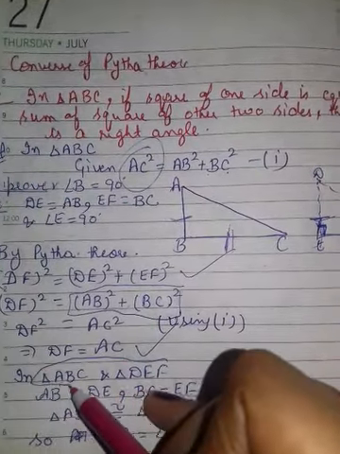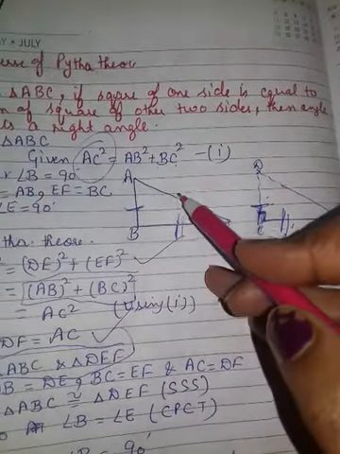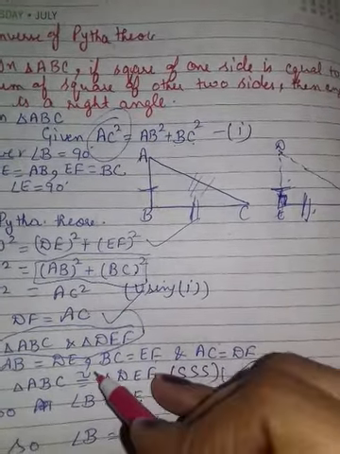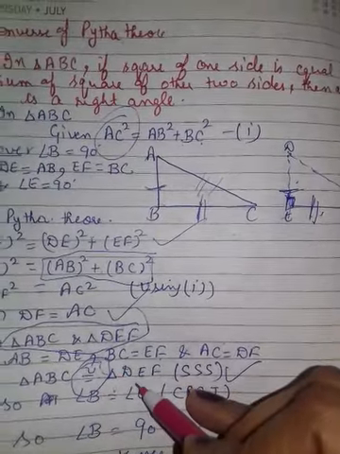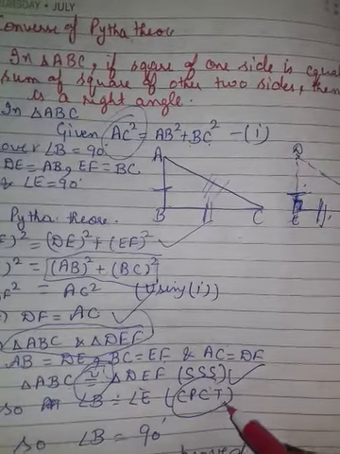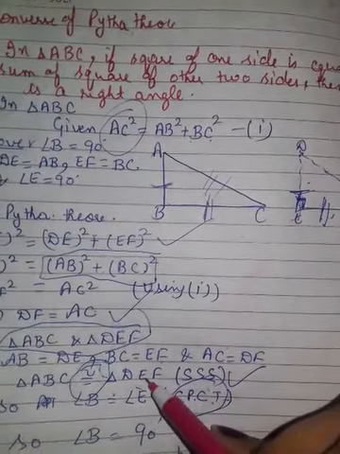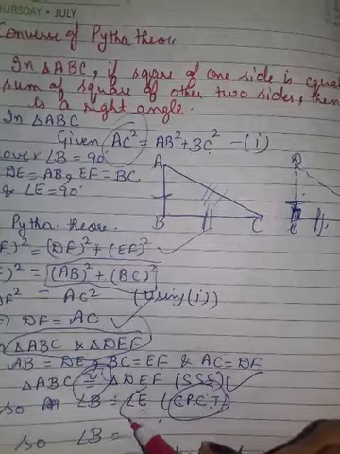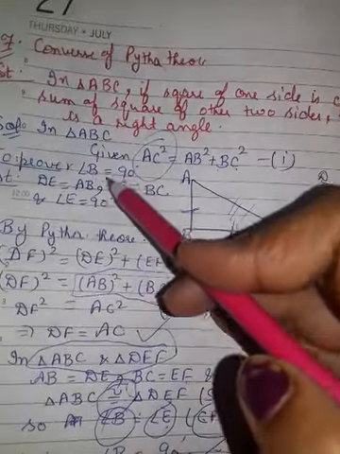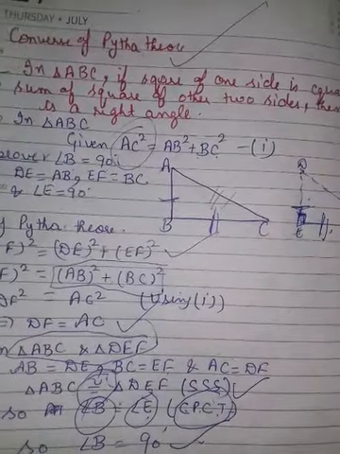Now if I take these two triangles, this side is equal to this side, this is equal to this, and the third side I have proved above, then these two triangles are congruent by SSS rule because the sides are equal. Then by CPCT, corresponding parts of congruent triangles, angle B is equal to angle E, but angle E is 90, so angle B will also be 90. It means you got what you had to prove. This is the converse of the Pythagoras theorem.